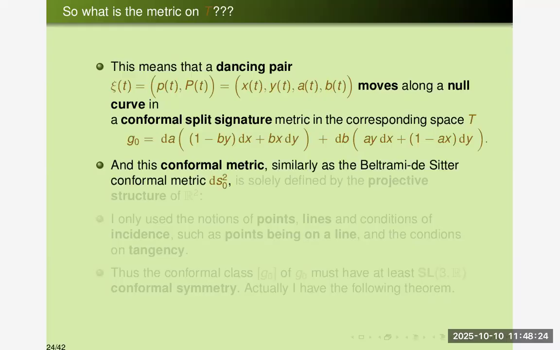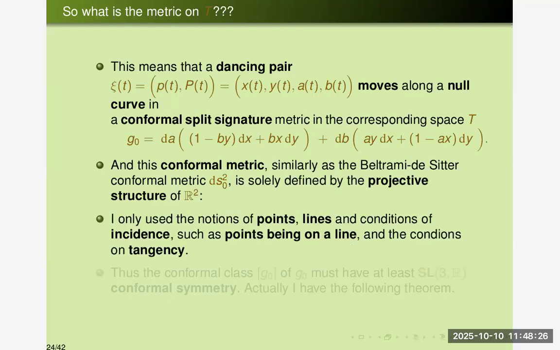This metric is quite an interesting metric. It is solely defined by the projective structure of R2, because the only notions I used in creating it were notions of points, lines, and incidence conditions of a point lying on a line or a point tangent to the line or lines intersecting. They are all projectively invariant conditions. So this conformal structure is actually projective.